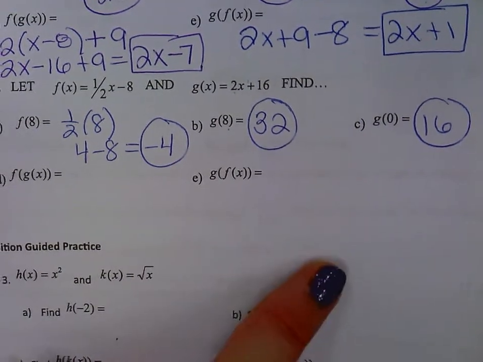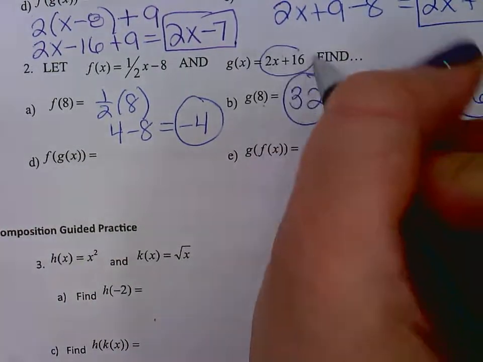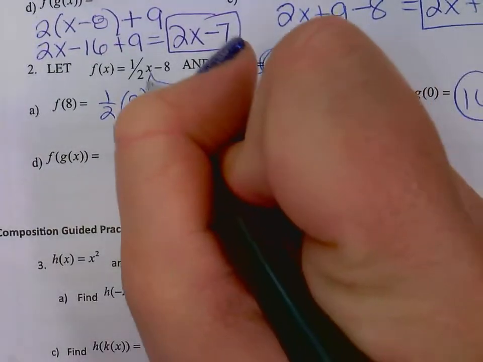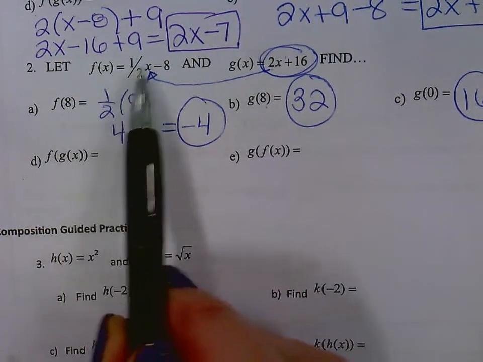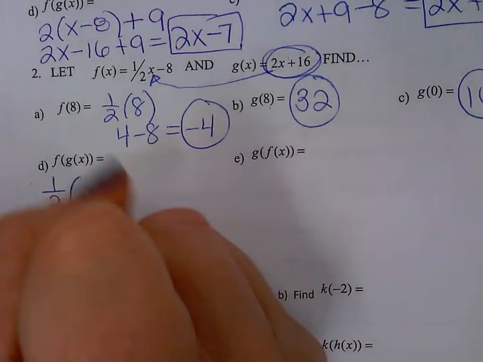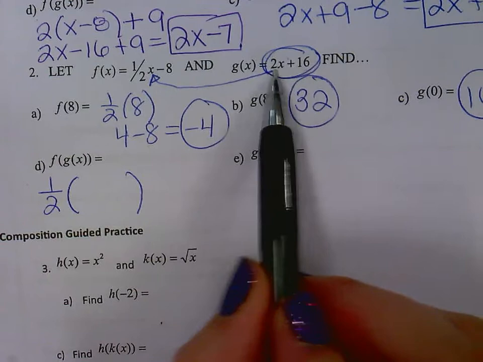All right, so let's do this in the right order. G is inside the function. So I take the g, I'm going to put it where x is sitting in that first function. So I would take the 1/2, that's going to still be there. And then inside the parentheses, I'm going to have all this stuff, 2x plus 16.